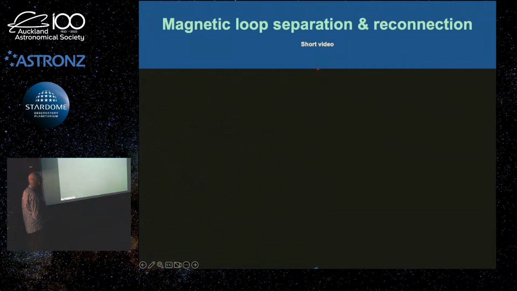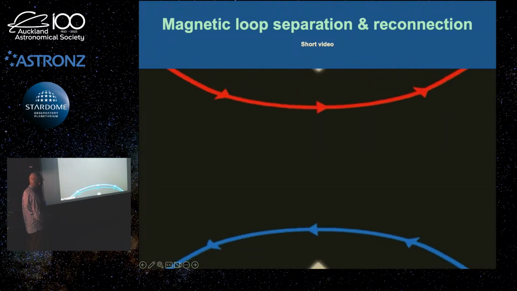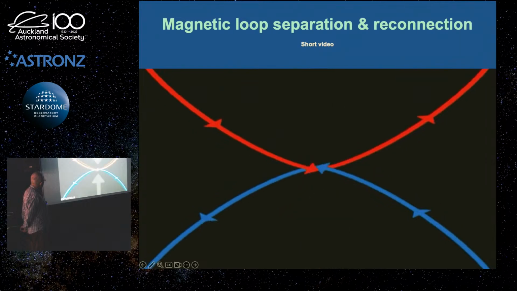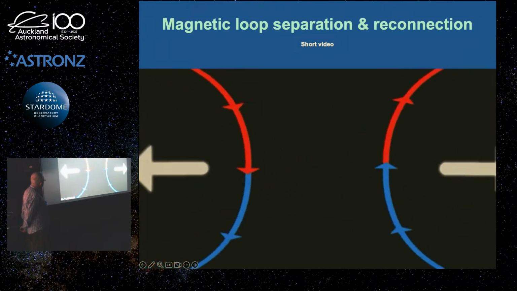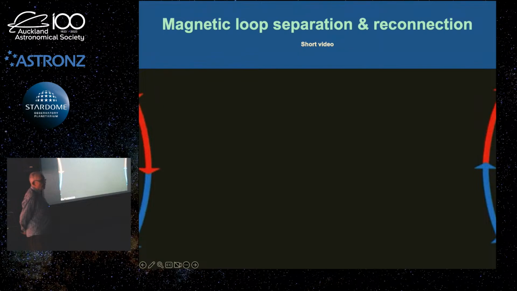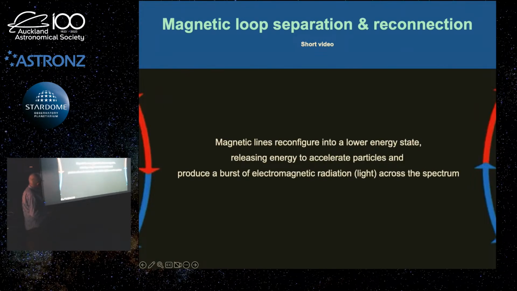Here's a little video to visualize what I'm talking about when I say magnetic loop separation and reconnection. So here they are, going in opposite directions. They're connecting, opening up, reconnecting, and they're in a more stable state, a state of lower energy. Before, they were full of energy, all totally distorted and twisted up. They link up like that, release their energy and go into a lower energy state. And as I wrote, your magnetic lines reconfigure in a lower energy state, releasing energy to accelerate all the particles of plasma, to produce that burst of light right across the spectrum and release those particles up into the atmosphere.